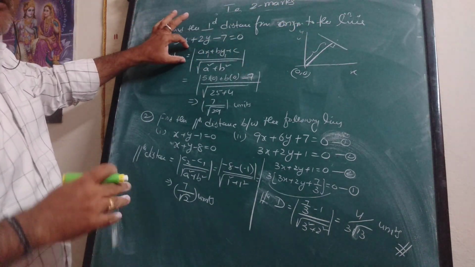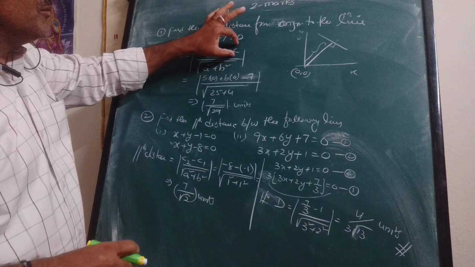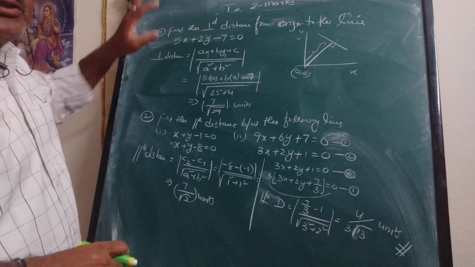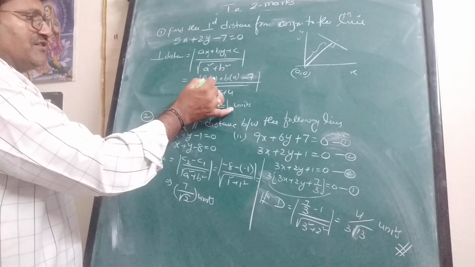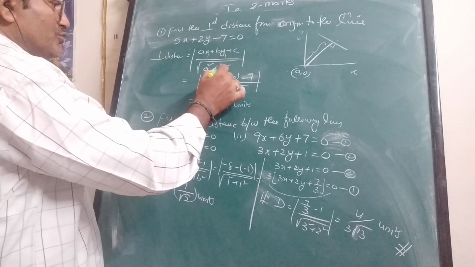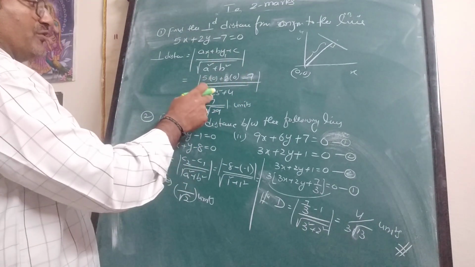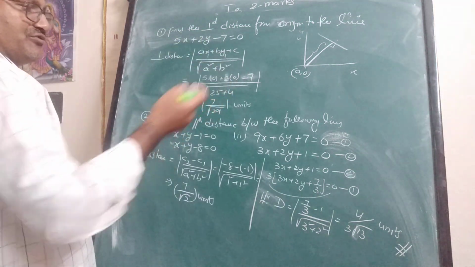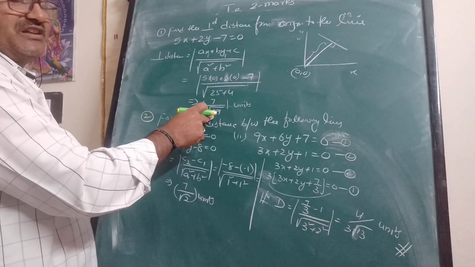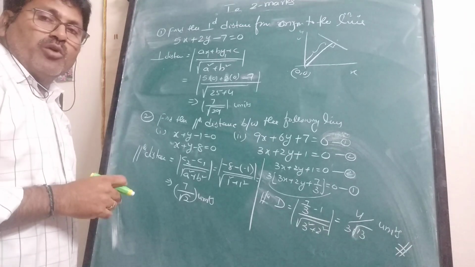Perpendicular distance is equal to, the formula is |ax1 plus by1 plus c| by under root a square plus b square. Just go for substitution. 5 into 0 plus 2 into 0 minus 7 over root of 5 square plus 2 square, which is 25 plus 4, so 7 by root 29. Why? Because it should be a modulus.